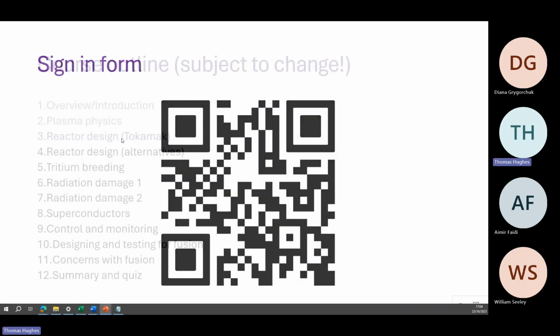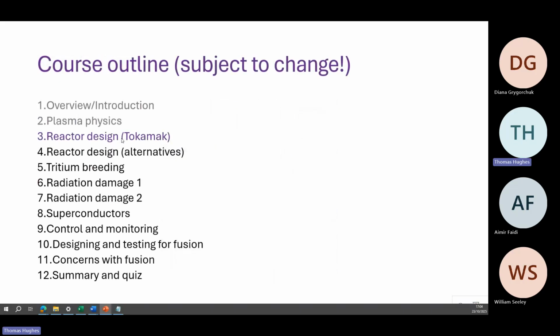Right. Okay. So here's where we are in the course so far. We've done our overview. We've done plasma physics. Now we're having a look at tokamaks. This is still subject to change if people don't like what we're covering or we want to cover something else. But this is generally the way we're going to go. So we're on tokamaks today.